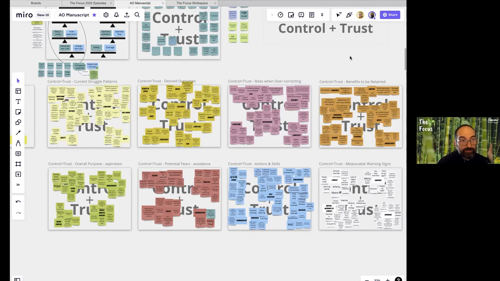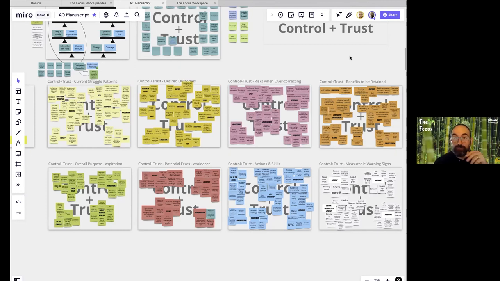And what we would do is start with a blank slate. In other words, all these eight frames for control and trust would be empty. And we would co-create a sensing initiative whereby we notice what we see together in terms of the current struggle patterns with control in our organization. What do we notice right now, right here?